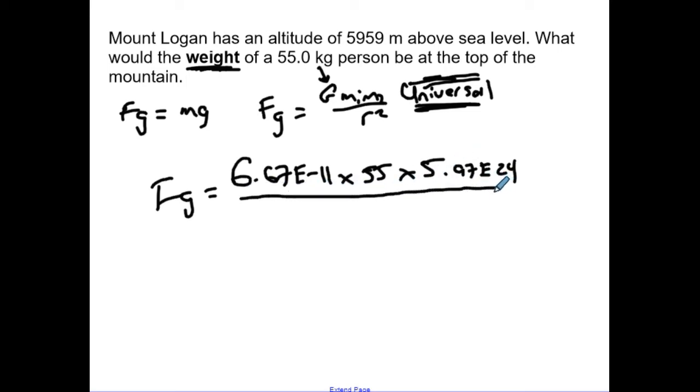Here's why the radius matters, though. We need to know how far apart the person at the top of Mount Logan is compared to the center of the Earth. And here's how this is going to have to look.